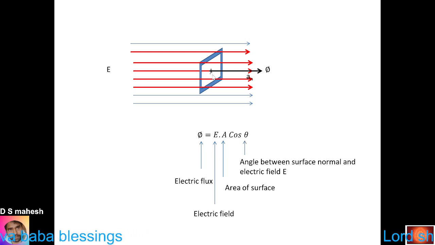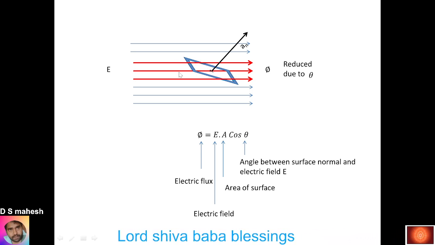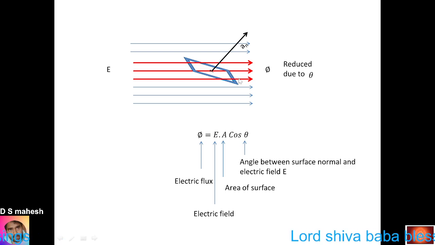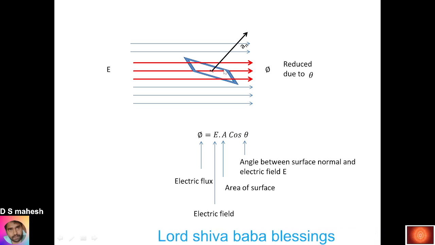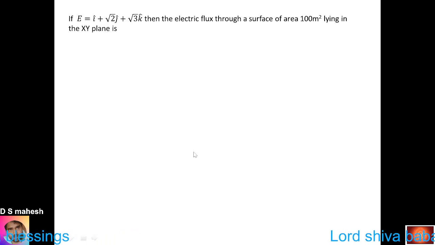So if the surface is tilted by an angle theta, if you look over here, the surface is tilted by an angle theta, so it captures less amount of electric field lines. So in that sense the electric flux is reduced over here. So now look over here. Earlier the angle between the normal and electric field line was 0. Now there is some amount of angle because the surface is being tilted. So only a smaller number of electric field lines are being captured by the surface and the electric flux is being reduced.